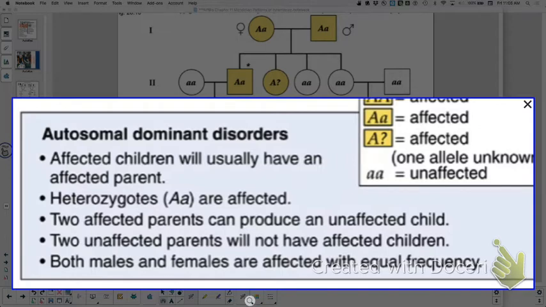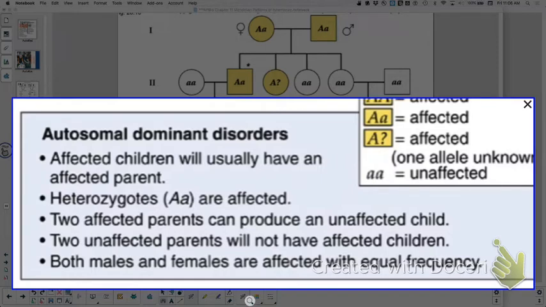Does the first bullet point bother you? Affected children will usually have an affected parent. Does that bother you at all? This is an autosomal dominant disorder, so affected children will usually have an affected parent? What do you want to say there? Always, right? Again, this is where I'm going to talk to you about potentially whether a gene is masked or not, penetrance, expressivity, like I talked to you before about polydactyly, and whether or not you express that trait. That's the only reason why there's a usually right there.